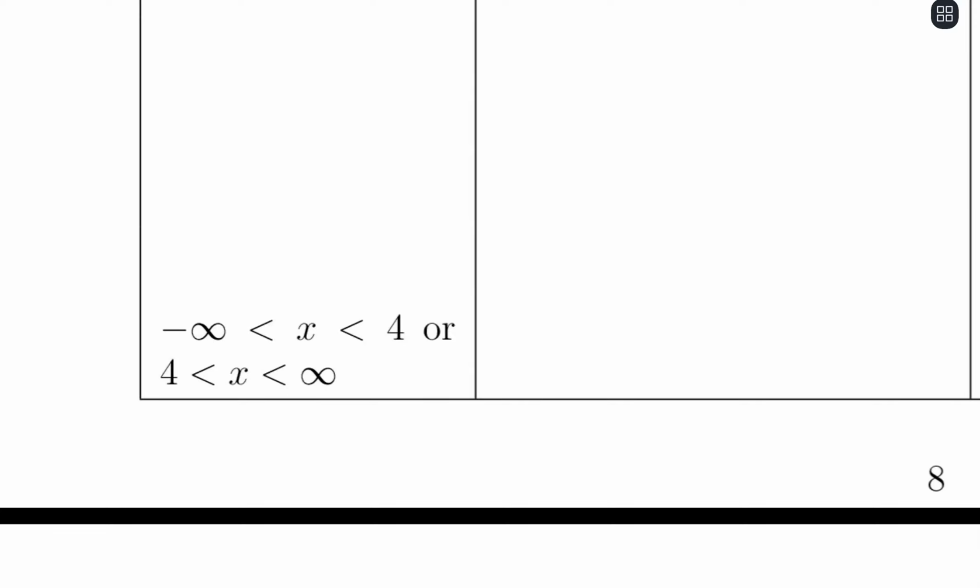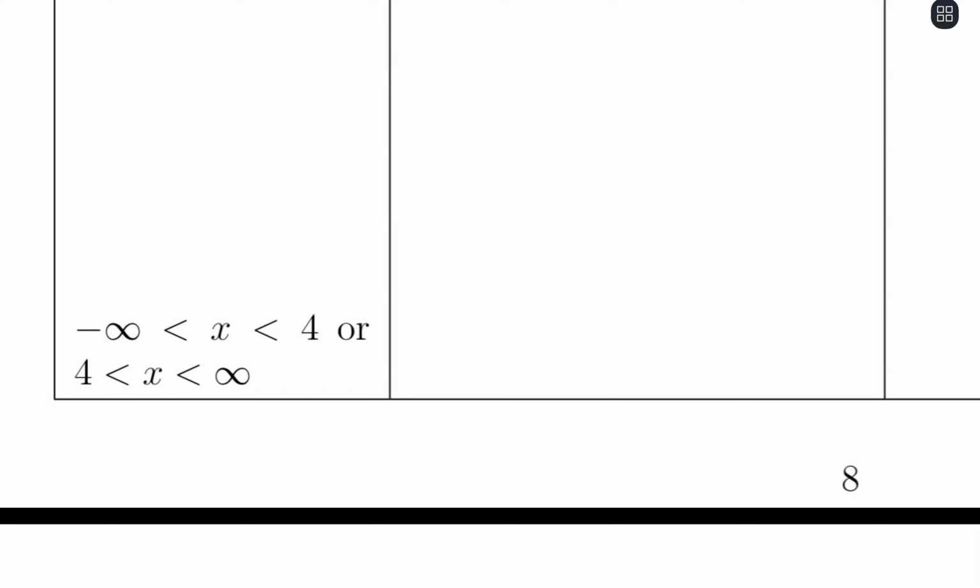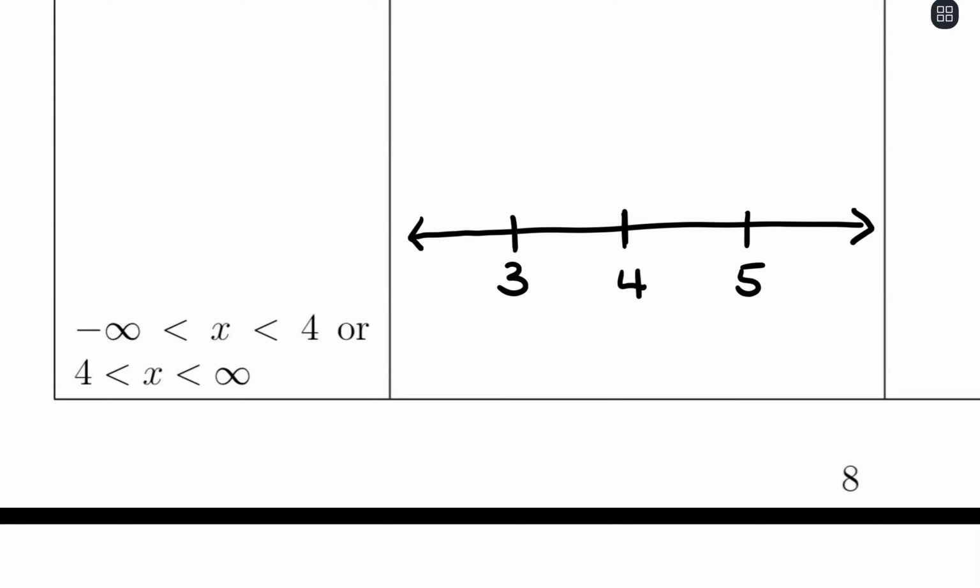So negative infinity is less than x is less than 4, or 4 is less than x is less than infinity. So let's go ahead and just start graphing this one instead of writing that out in words, because maybe shading in on the graph will just help it make a little bit more sense. So what we're going to do is really numerically we're focused around 4. And I'll just go 1 above to 5 and 1 below to 3 just to get some context around it.